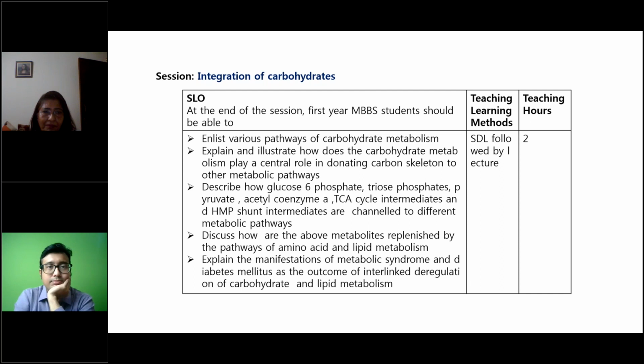And lastly, as a disorder, explain the manifestations of metabolic syndrome and diabetes mellitus as the outcome of interlinked deregulation of carbohydrate and lipid metabolism. As we already covered the metabolism before, we can plan this as an SDL session. Before taking the lecture, we can give it as self-directed learning, and after that we can discuss the same in the lecture. In total, 2 hours as a teaching session. Next slide, please.